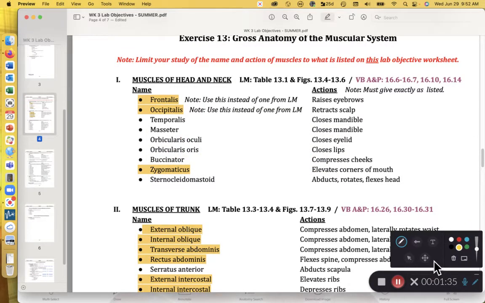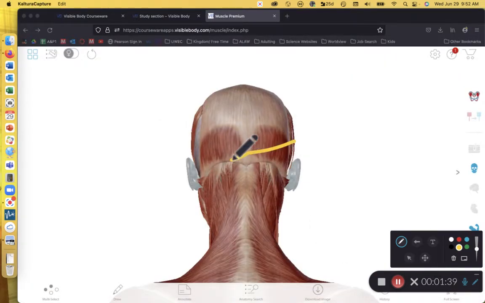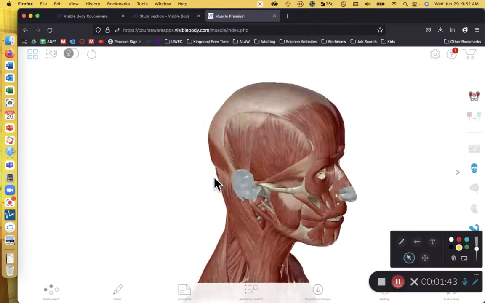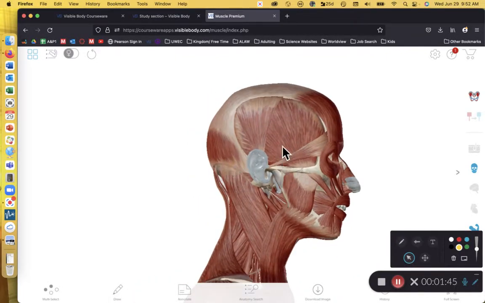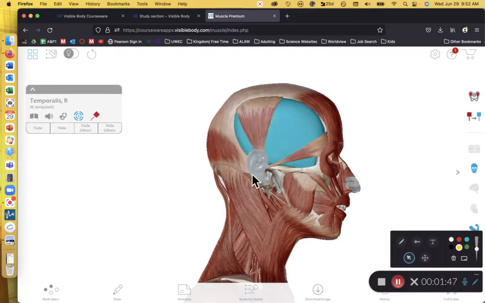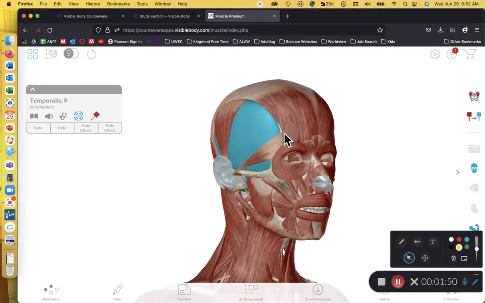We also have the temporalis and masseter. Those are a little bit more straightforward. Oop, let me clear that. I don't want a little marker there. There we go. So as we're looking at the temporalis, that is going to be the large muscle that goes over the temporal bone and is covering the temporal region of your skull.